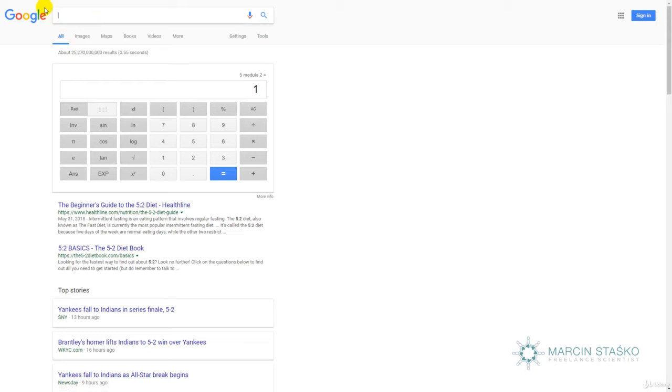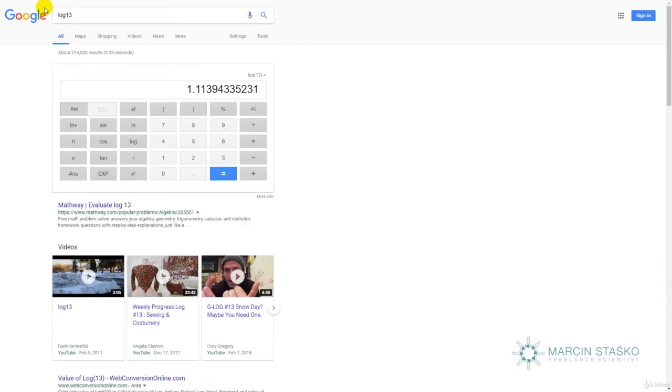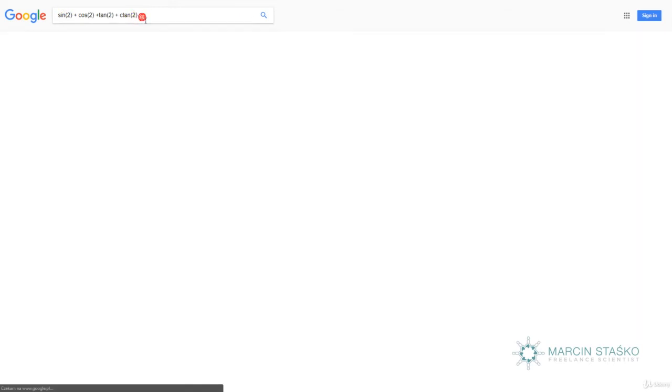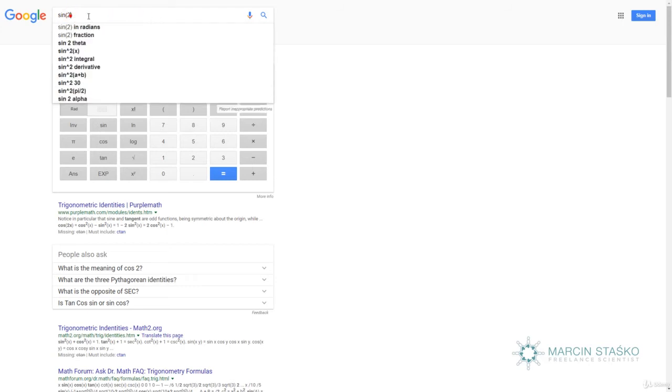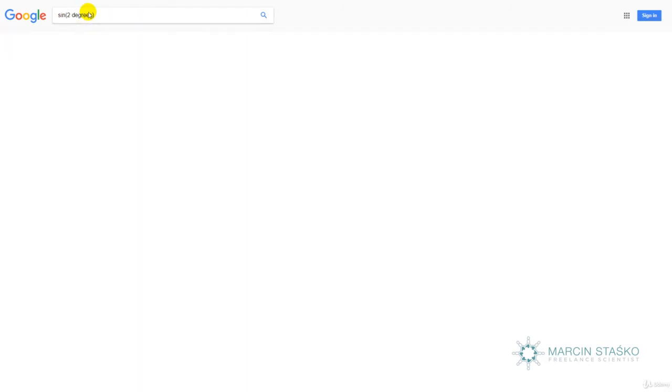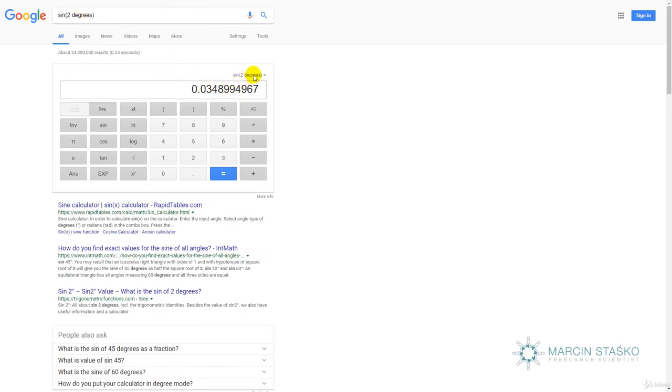We can also calculate logarithms. Logarithm of 13, it's here. We can calculate the trigonometric functions. I will just copy some equations to save time. Here we have sinus, cosinus, tangent, cotangent. Press enter. And what is really important, keep in mind that originally Google uses radians instead of degrees. If you want to change to degrees, you can just write it, and voila, we have sinus of 2 degrees. It's super simple.